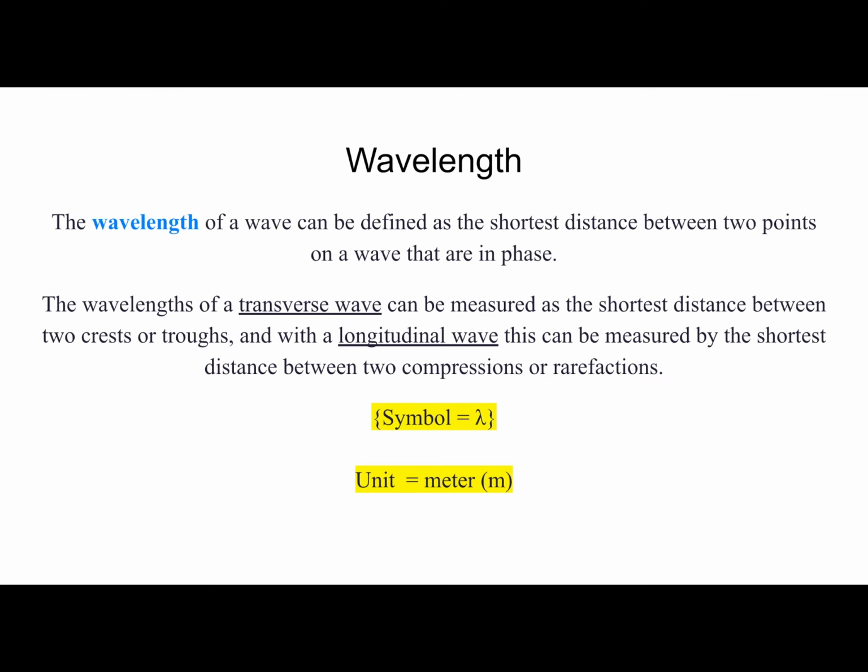Next, we'd like to touch upon wavelength, a key characteristic that both transverse waves and longitudinal waves have. The wavelength of a wave can be defined as the shortest distance between 2 points on a wave that are in phase. The wavelength of a transverse wave can be measured as the shortest distance between 2 crests or troughs. With a longitudinal wave, this can be measured by the shortest distance between 2 compressions or rarefactions. The symbol that denotes the wavelength is lambda, and the unit is usually meters. If it is a different unit, then usually we like to convert it to meters.